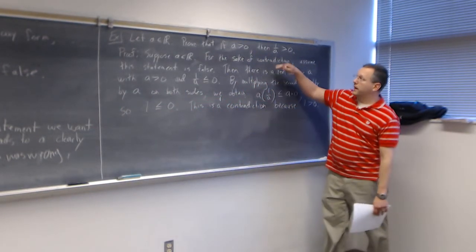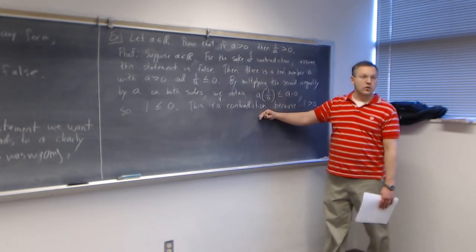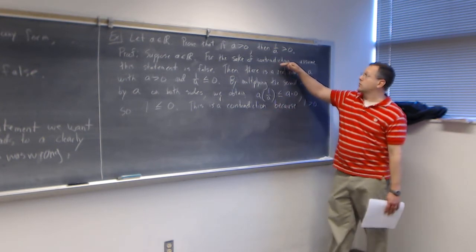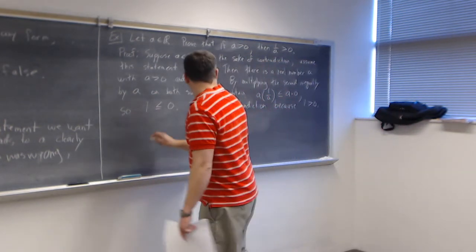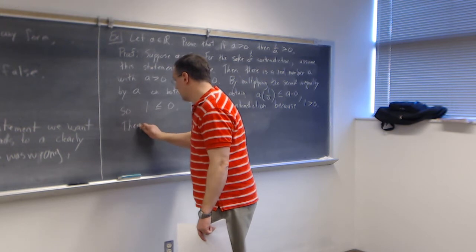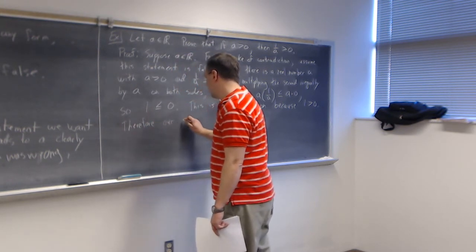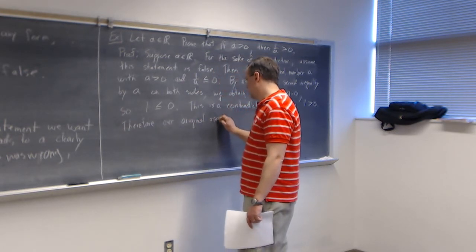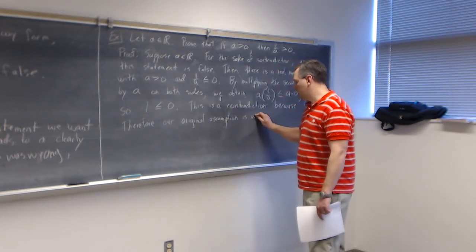Therefore, okay, so we made an assumption. Then using correct logic, this produces a contradiction. Therefore, the only thing that could be wrong was our original assumption. Our original assumption that the statement is false. Okay? So therefore, our original assumption is wrong.